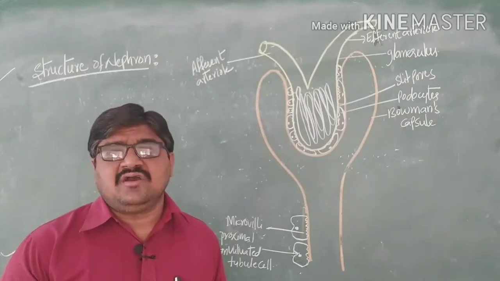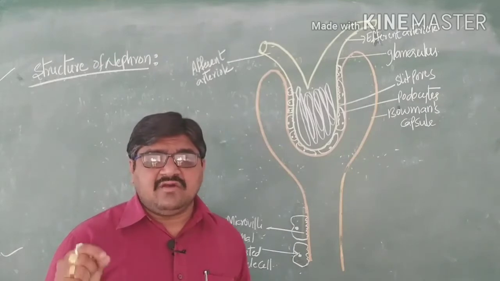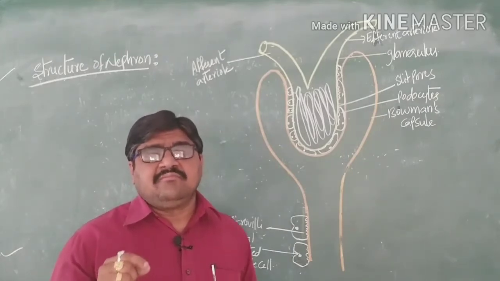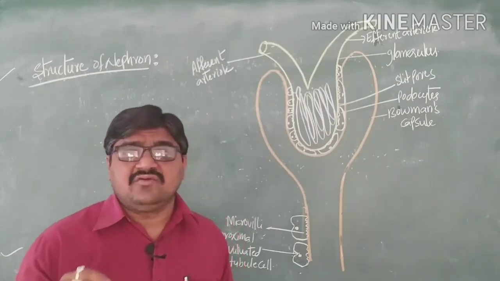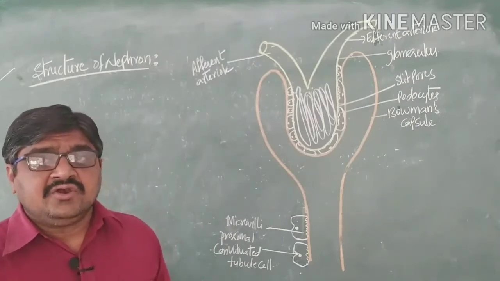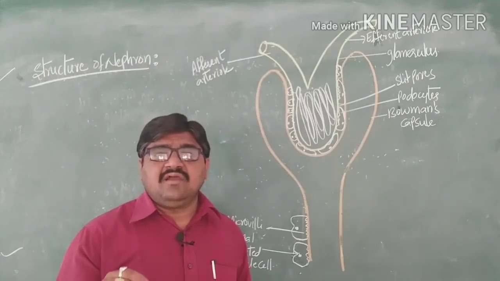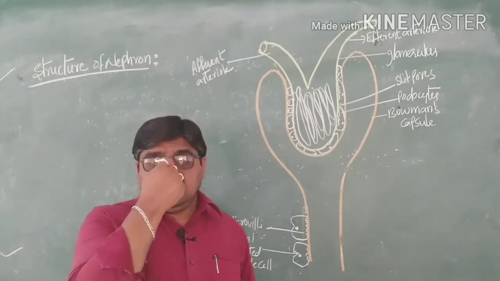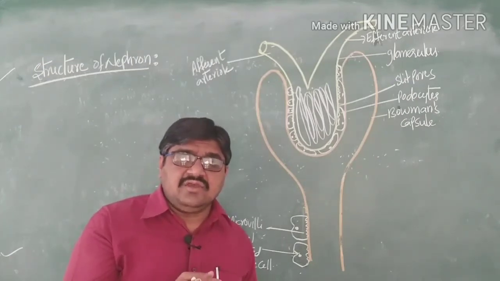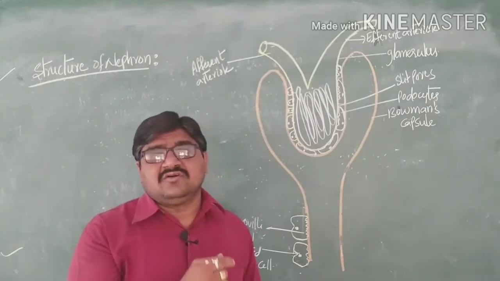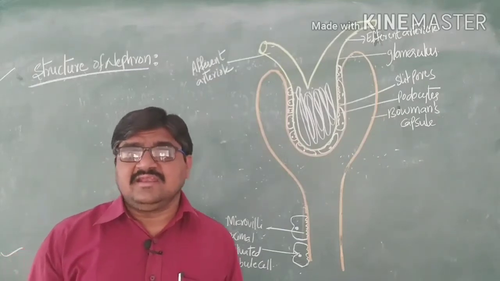For elimination of uric acid, only 10 ml of water is required to eliminate 1 gram of uric acid. But for ammonia, 300 to 500 ml of water is required to eliminate 1 gram of ammonia. For urea, 50 ml of water is required to eliminate it. So ammonia is highly toxic when compared to urea, and when compared to uric acid, urea is highly less toxic. This is what we have studied, and also we have studied the structure of the kidney.